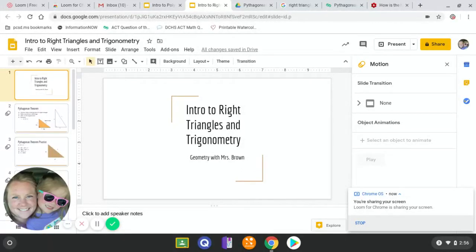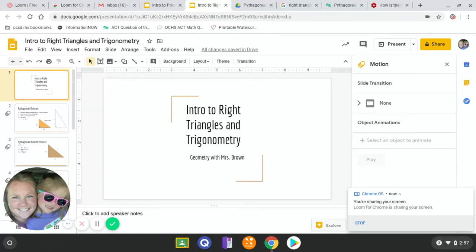Hey everybody. This is an intro to right triangles and trigonometry. This will be really easy, really brief. If there is anything that you want to write down, you might want to go grab some paper and pencil. You can pause and take screenshots, whatever you need to do.